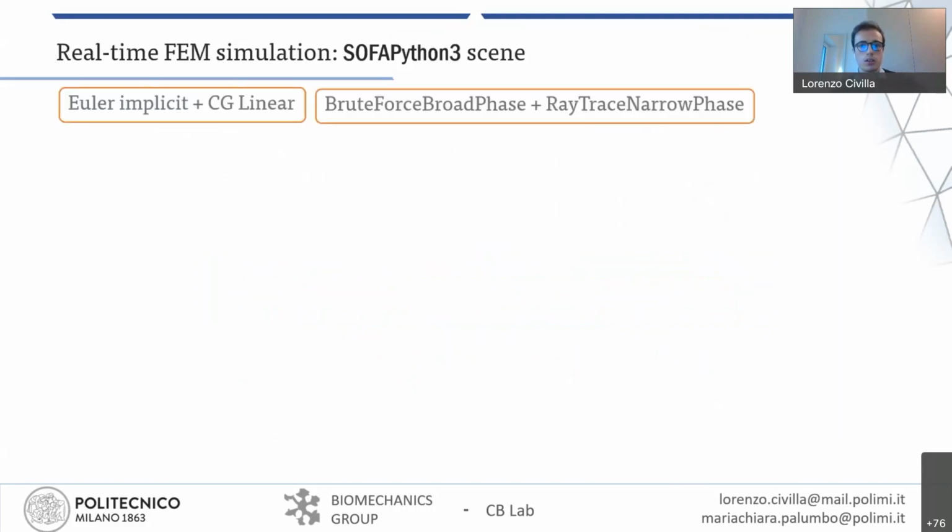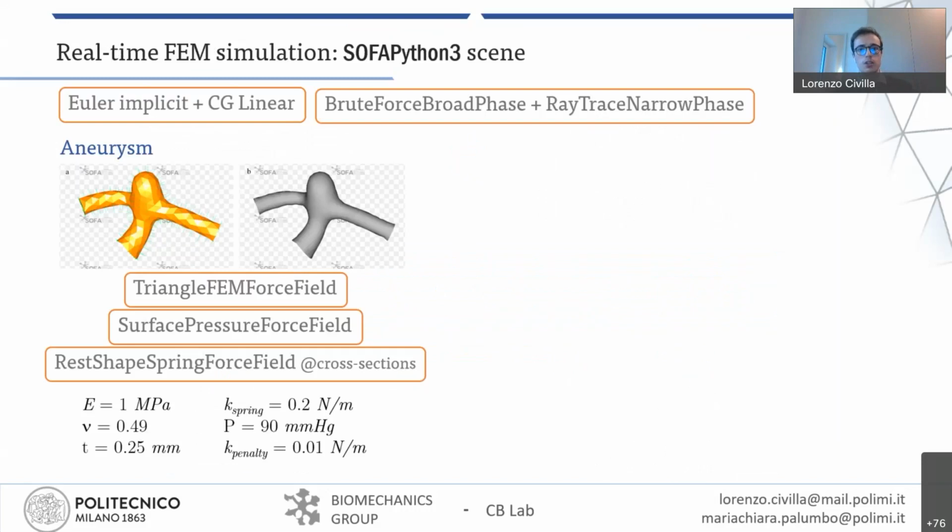First of all, the scene in SOFA has been written using the SOFA Python 3 plugin. We used Euler implicit and conjugate gradient solvers and ray tracing for collision detection. The implementation of the aneurysm model has been done with triangle fan force field for the linear elastic behavior, surface pressure force field to implement an internal pressure of 90 millimeters of mercury, and rest-shaped springs to simulate the connection with arteries at the cross-section at the boundaries.